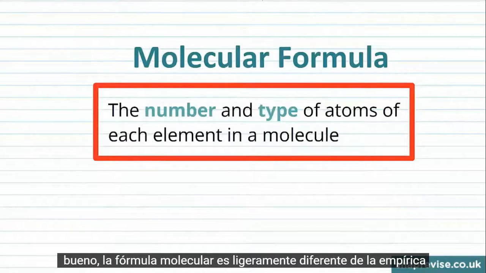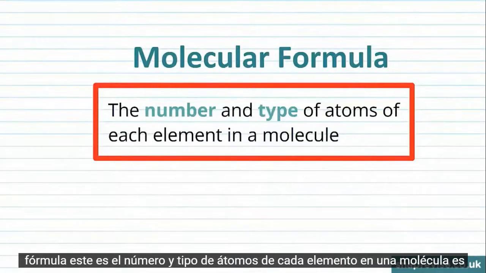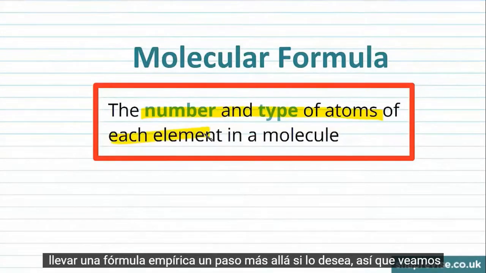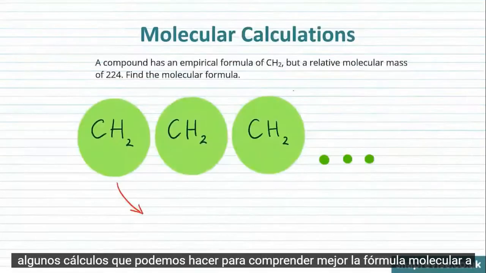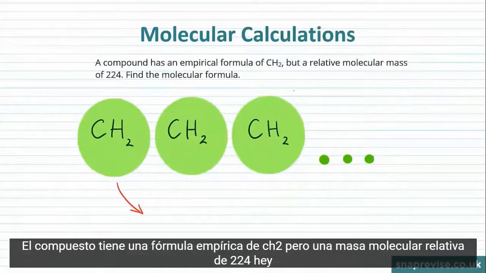Well, the molecular formula is ever so slightly different from the empirical formula. This is the number and type of atoms of each element in a molecule. It's taking the empirical formula a step further, if you like. So let's look at some calculations we can do to further understand the molecular formula. A compound has an empirical formula of CH2, but a relative molecular mass of 224.